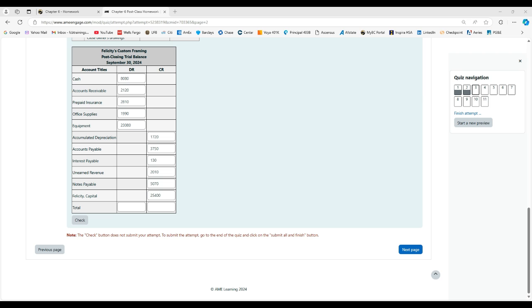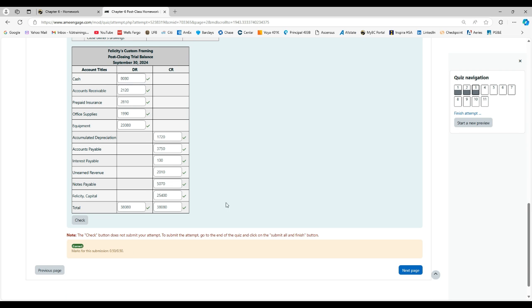And then I'm going to add all these up on the debits and credit side. So I got 3,880. Let's hit our check. Woo! Did it right.